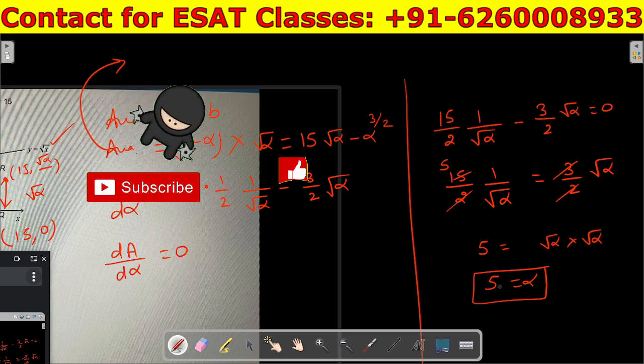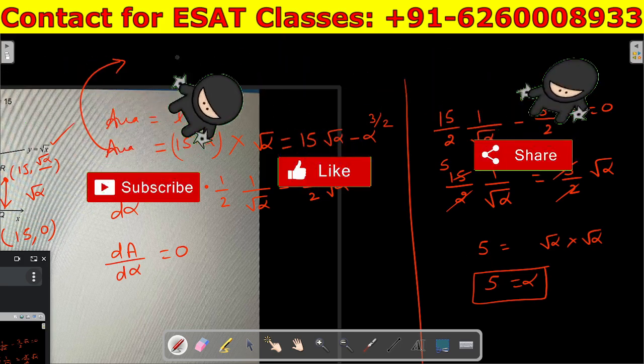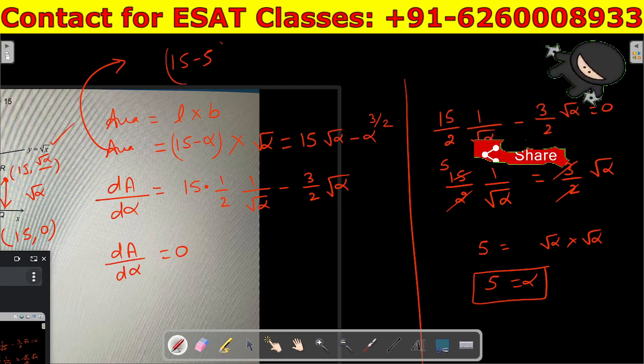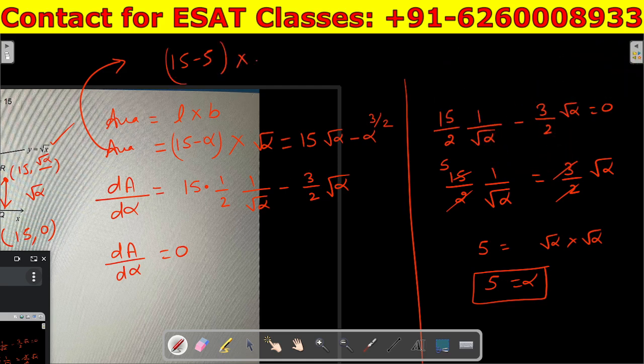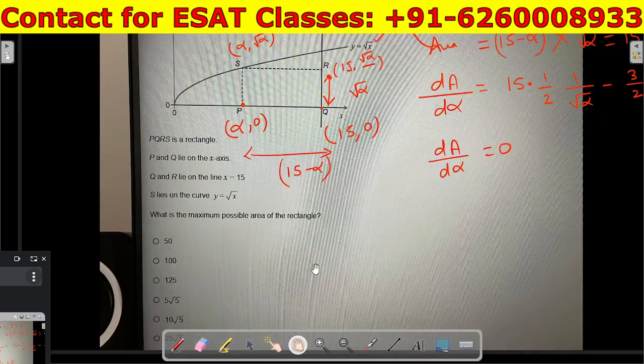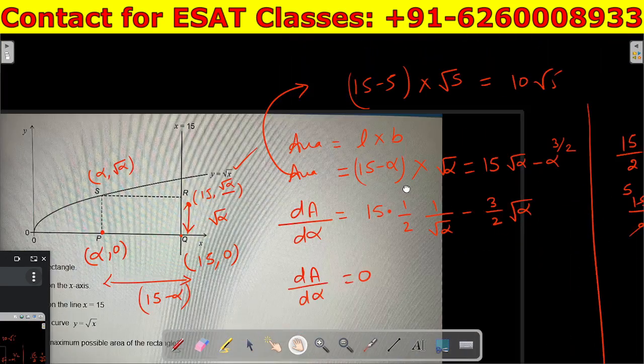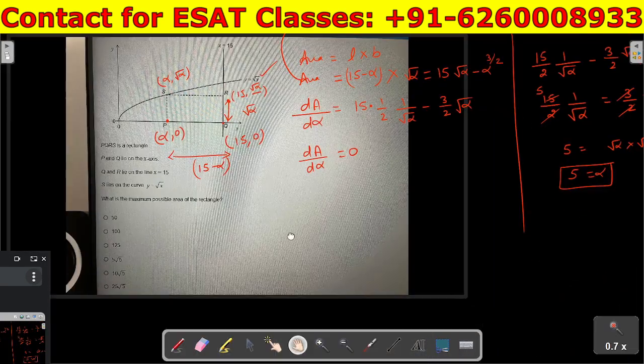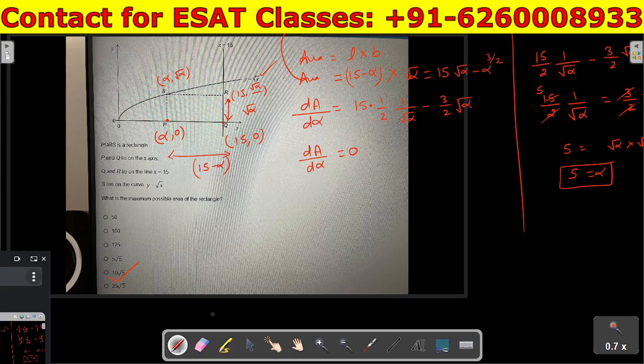So just put alpha equals 5, or we can say root alpha equals root 5. So this is 15 minus alpha. It means 15 minus 5 times root alpha, that is root under 5. That's all. So 15 minus 5, that is 10 root 5. It should be our answer. Is there any option 10 root 5? Please check. Is it correct or wrong? Second last option, we are getting 10 root 5.